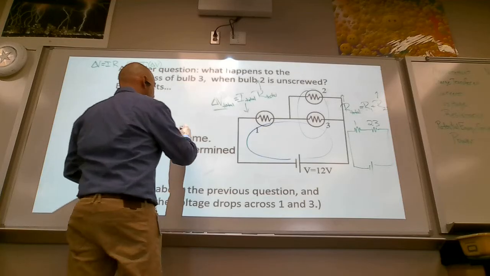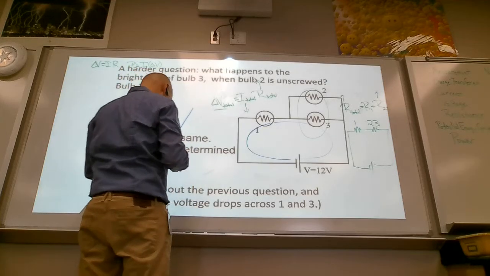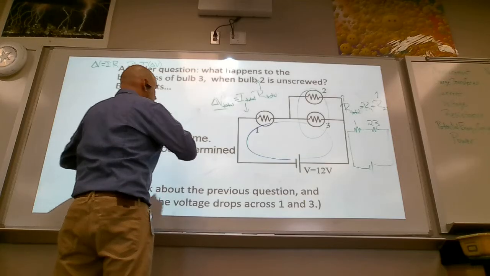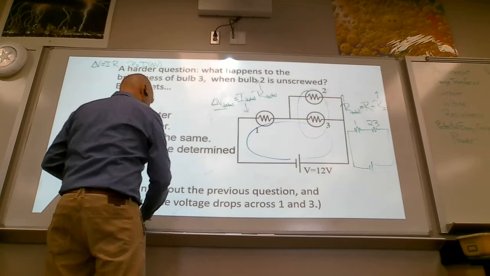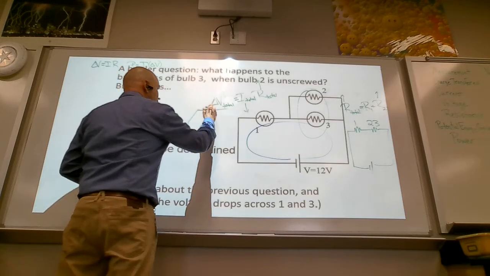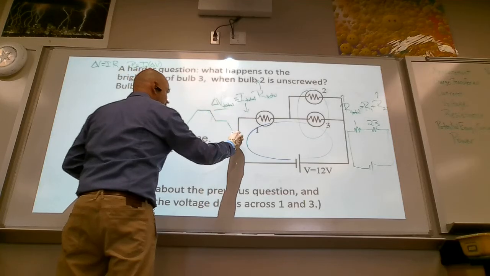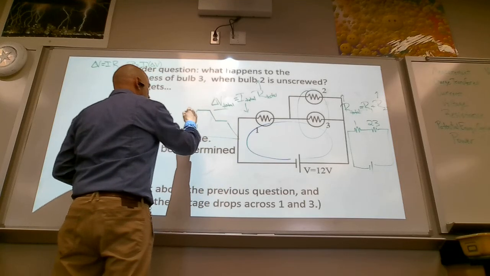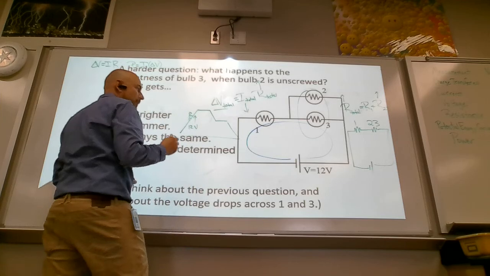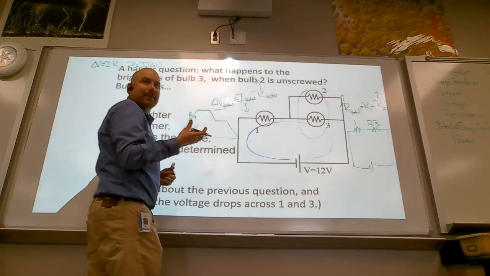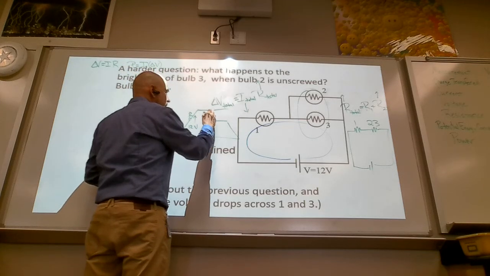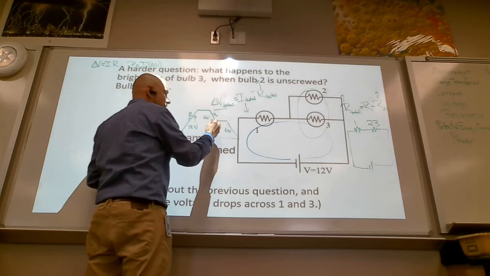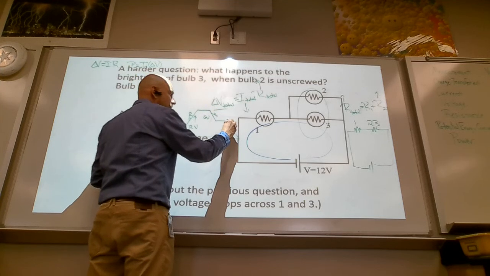Alright, so 12 volts. Let's do original. Okay, I have a 12 volt gain. That's my ladder. That's not changing. Okay, I'm going to make this up. Let's say I have a 6 volt drop and a 6 volt drop. Totally making that up. But they have to add up to 12. Okay?